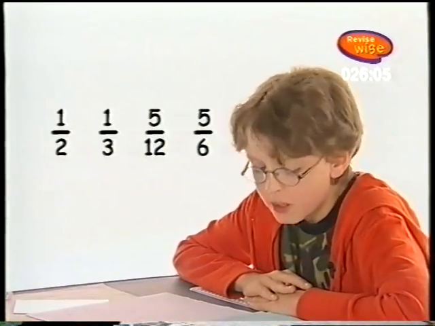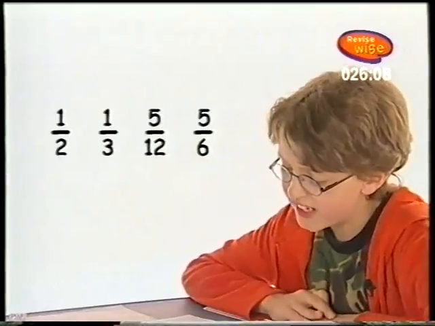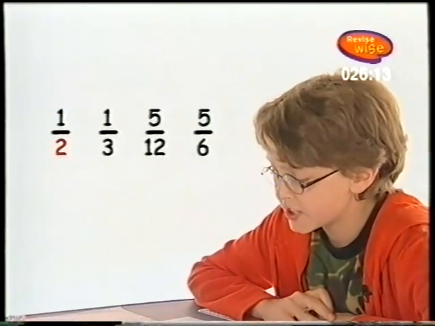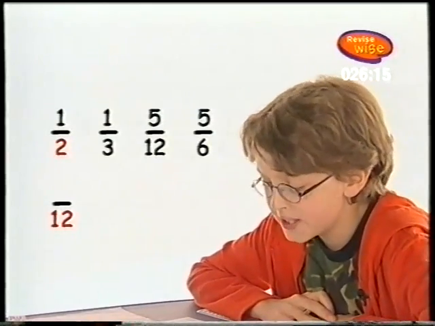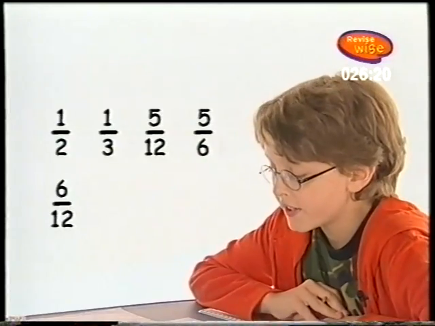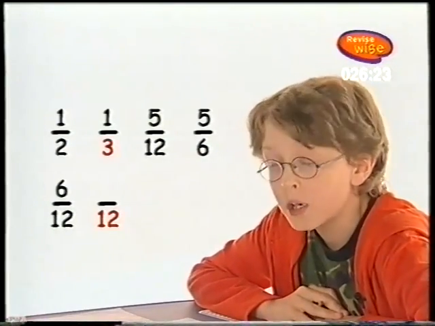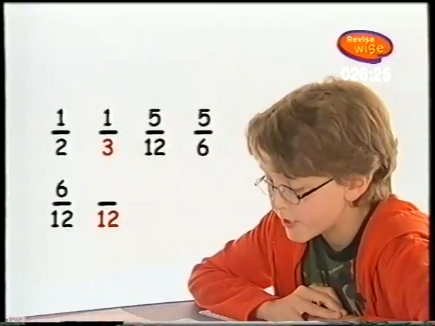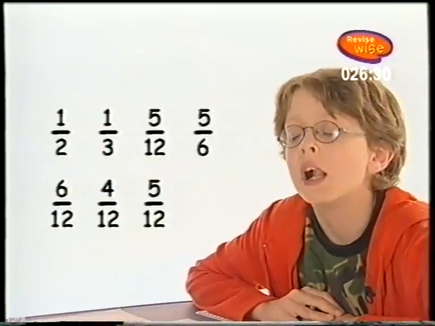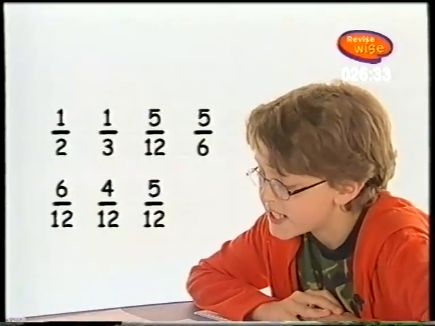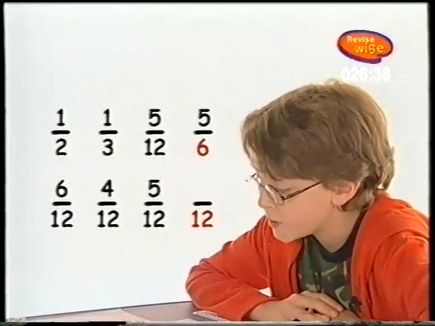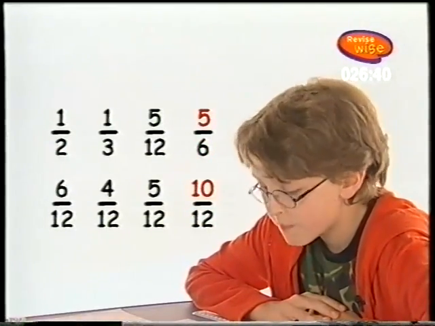How about 12ths? Try it. Right. With the 1/2, I have to multiply the denominator by 6 to get 12ths. So I multiply the numerator by 6 to get 6/12ths. With the 1/3, I multiply the denominator by 4 to get 12ths. So I multiply the numerator by 4 to get 4/12ths. The 5/12ths is already a 12th, so I can leave it alone. With the 5/6, I multiply the denominator by 2 to get 12ths. I multiply the numerator by 2 to get 10/12ths.